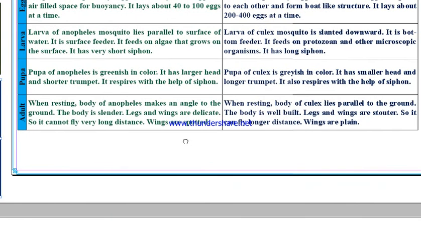And adult, when resting, body of Anopheles makes an angle to the ground. The body is slender, legs and wings are delicate, so it cannot fly very long distance. Wings are spotted. This I explained to you, yes.